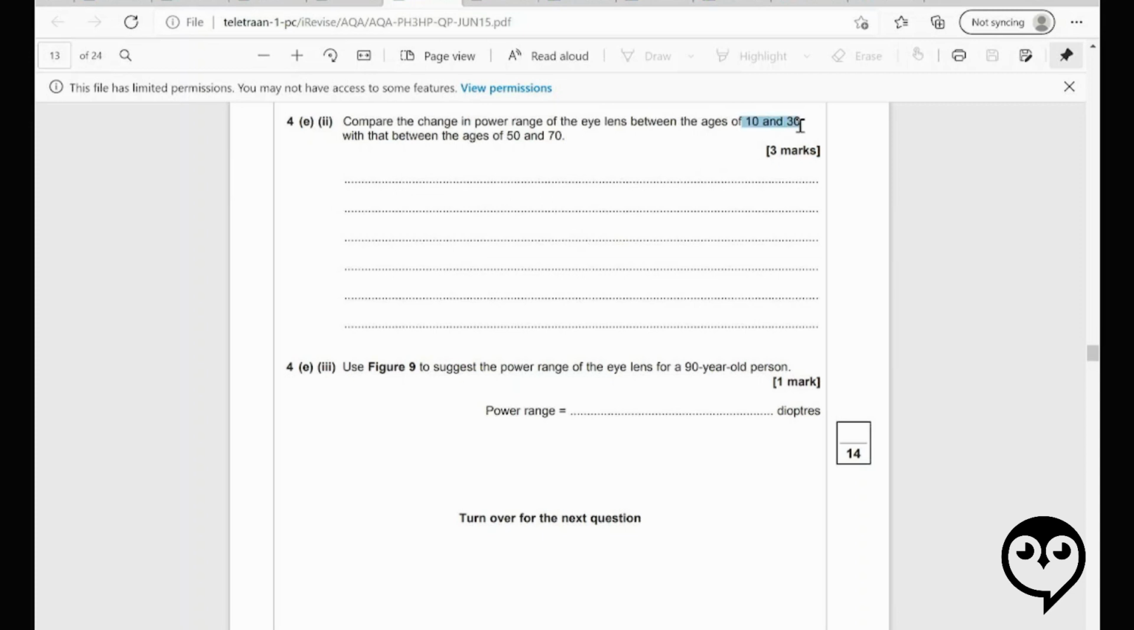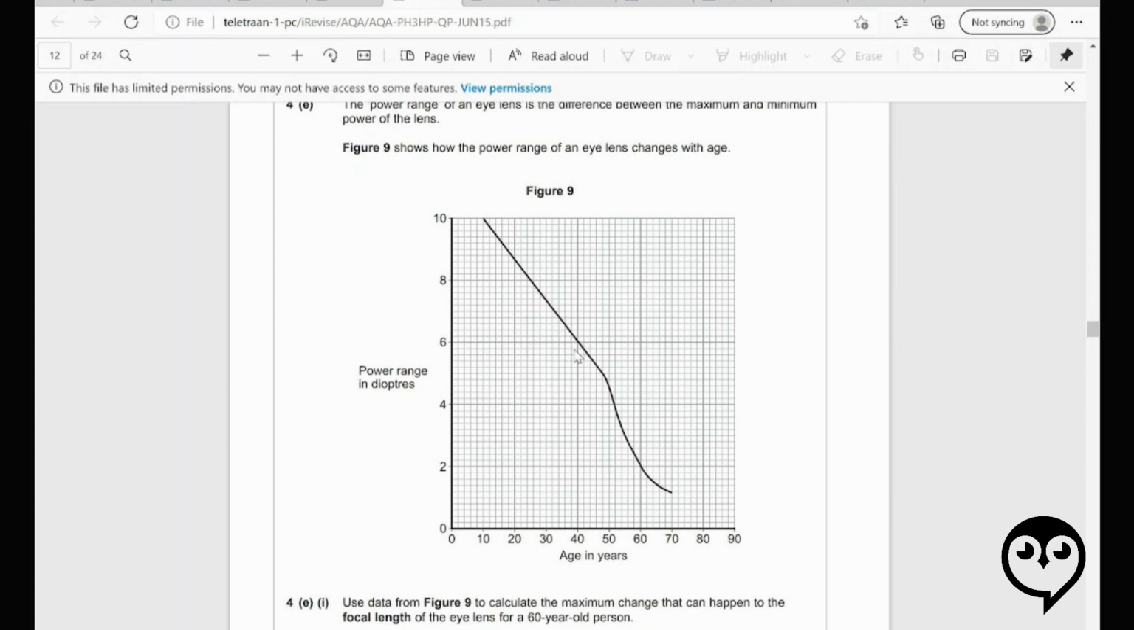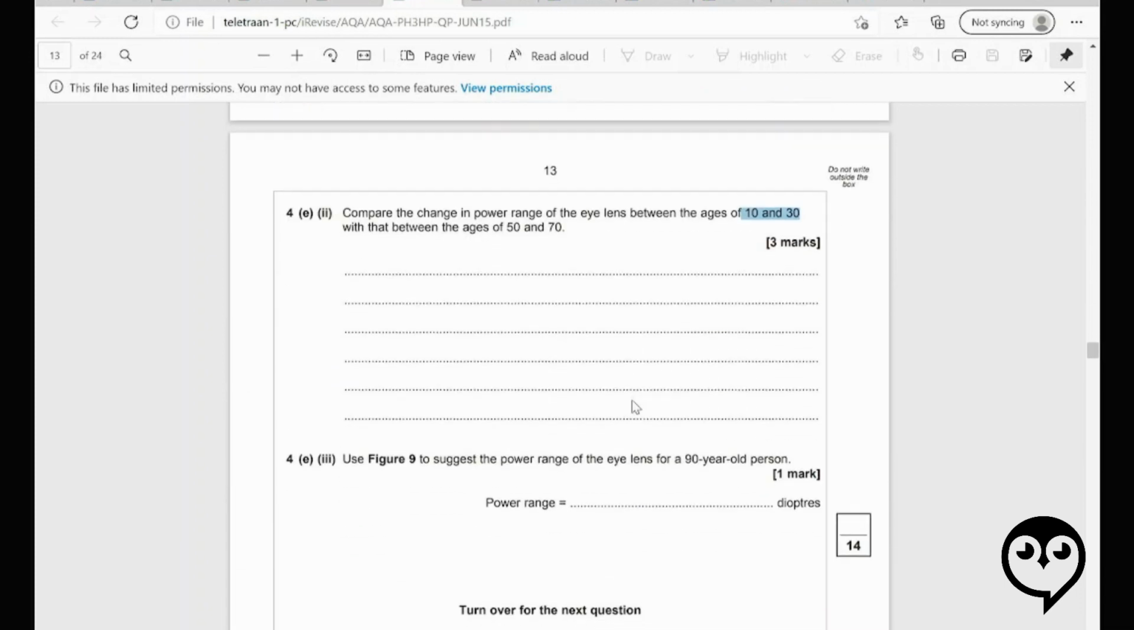So what would I want to say here? I'd say between ages of 10 and 30, it's a straight, constant, gradual slope. Maybe do a calculation if you like. You could say between 50 and 60, it's a much larger jump, but it does tend to be decreasing at a decreasing rate because it seems to level off a little bit at 70.